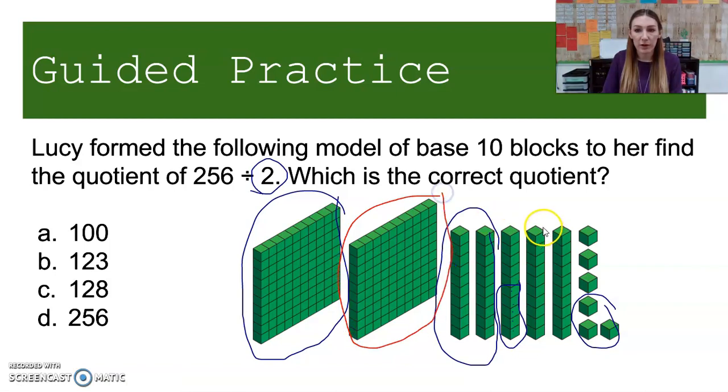So again, I have 100, 25, 26, 27, 28. So I have 100, 25, and 3. If I total those together, I'm going to get a total of 128.